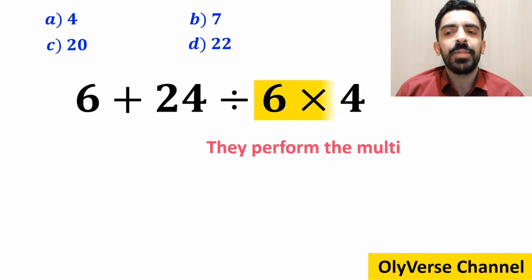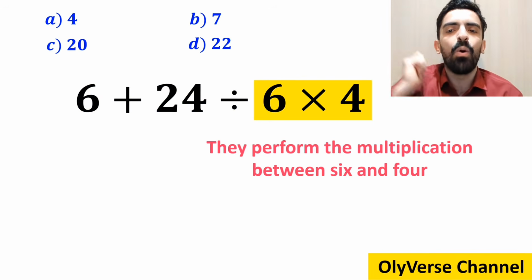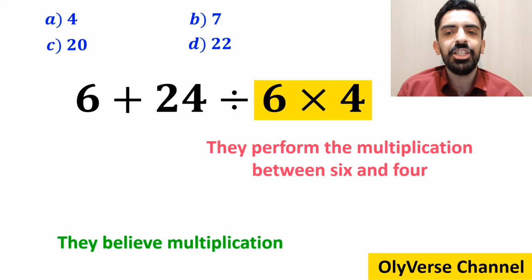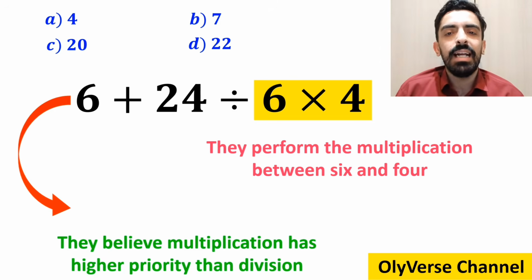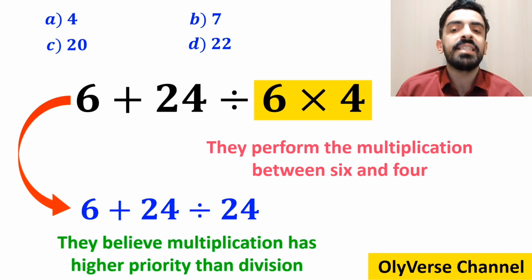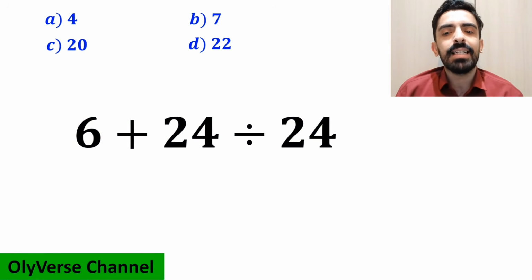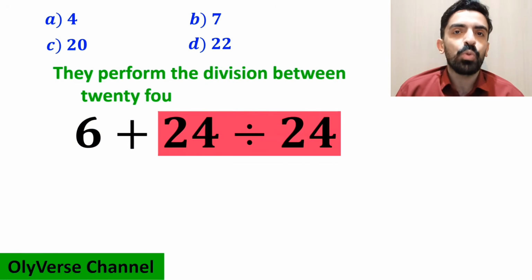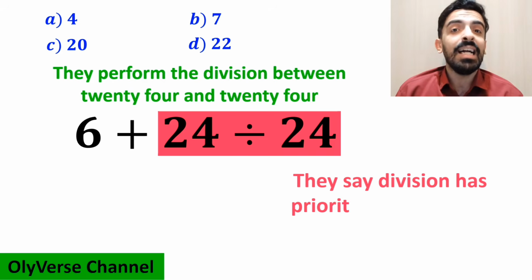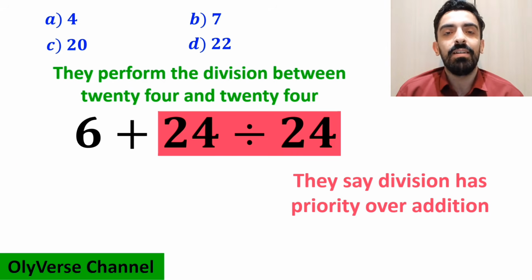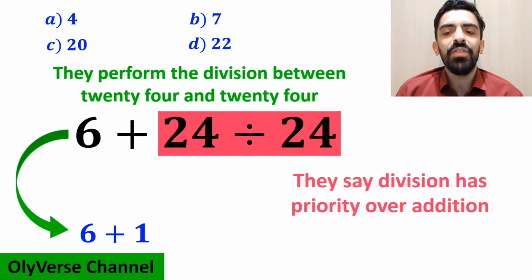Then, they perform the multiplication between 6 and 4 because they believe multiplication has higher priority than division. So, instead of this expression, they write 6 + 24 ÷ 24. And the next step, they perform the division between 24 and 24 because they say division has priority over addition. So, this expression simplified to 6 + 1, which ultimately gives them the answer 7.